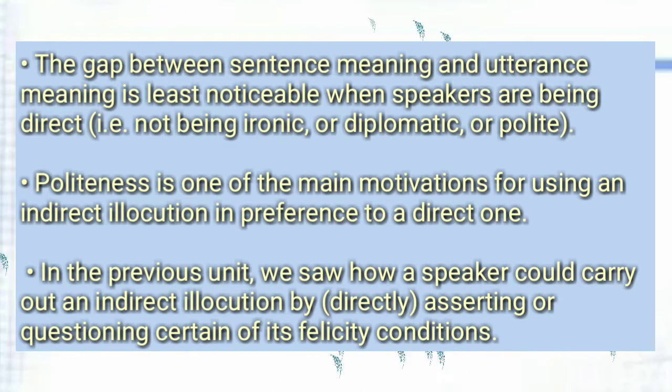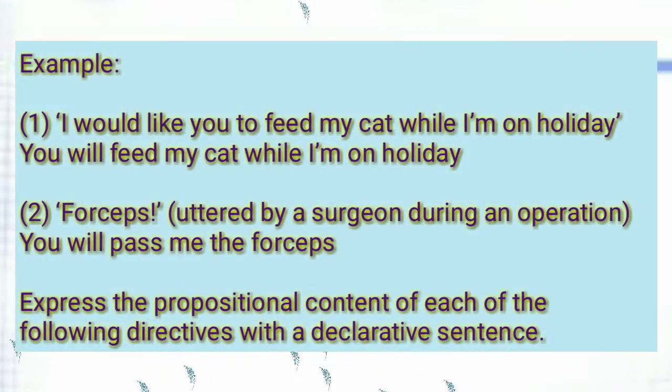In the previous unit, we saw how a speaker could carry out an indirect illocution by directly asserting or questioning certain of its felicity conditions. For example, "I would like you to feed my cat while I'm on holiday." It means you will feed my cat while I'm on holiday. Second, "Forceps," said by a surgeon during an operation. It means you will pass me the forceps. Express the propositional content of each of the following directives with a declarative sentence.